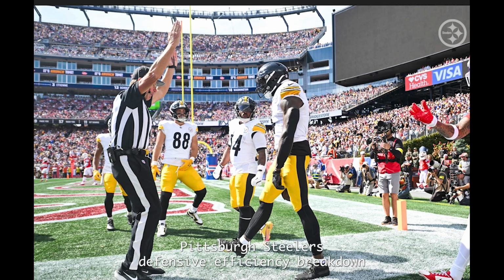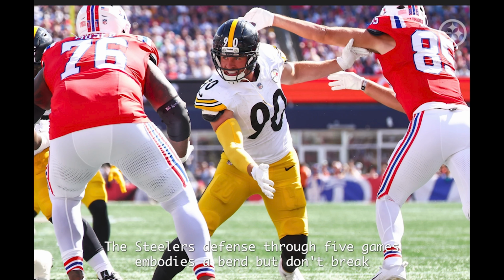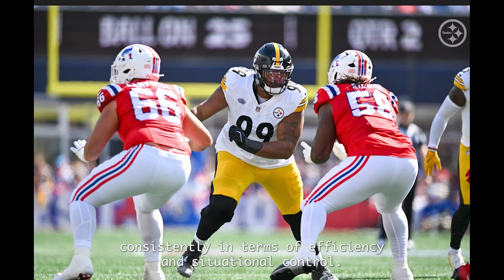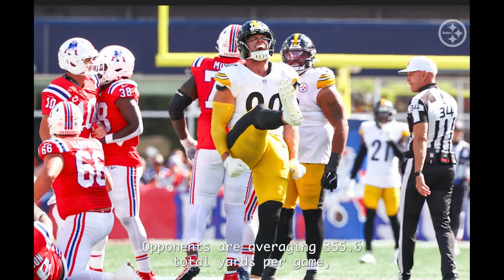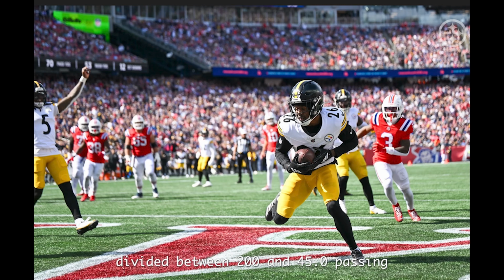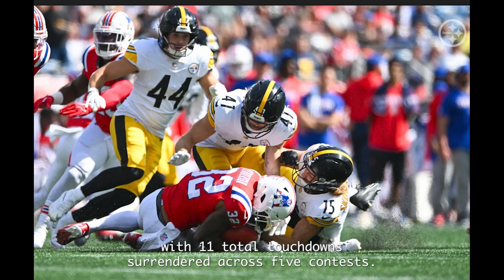Pittsburgh Steelers Defensive Efficiency Breakdown through Week 5, 2025. The Steelers' defense through 5 games embodies a bend-but-don't-break philosophy, allowing moderate yardage totals but winning consistently in terms of efficiency and situational control. Opponents are averaging 355.6 total yards per game, divided between 245.0 passing yards and 110.6 rushing yards, with 11 total touchdowns surrendered across 5 contests.